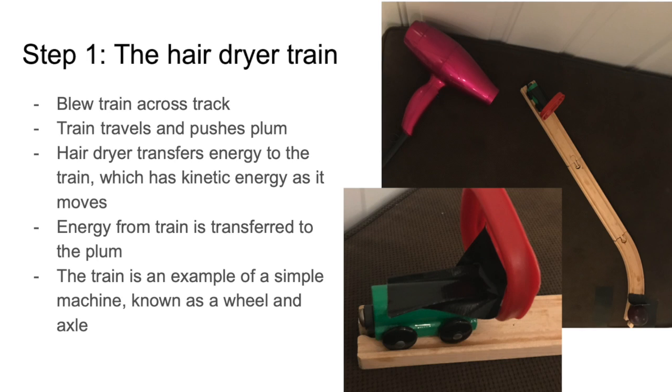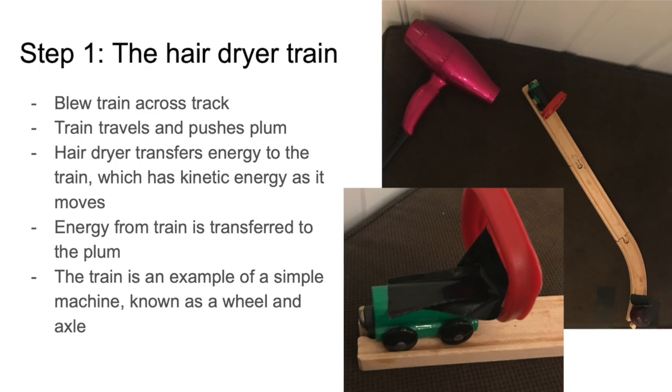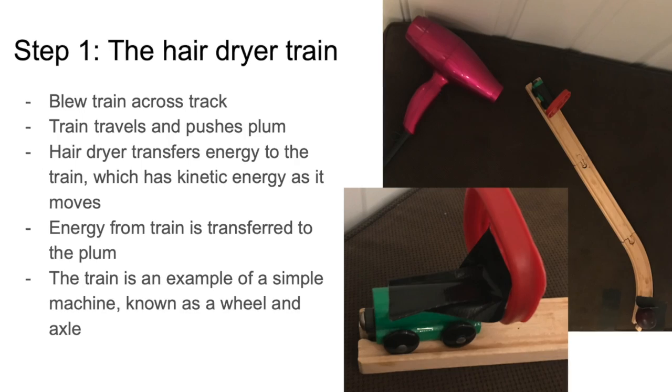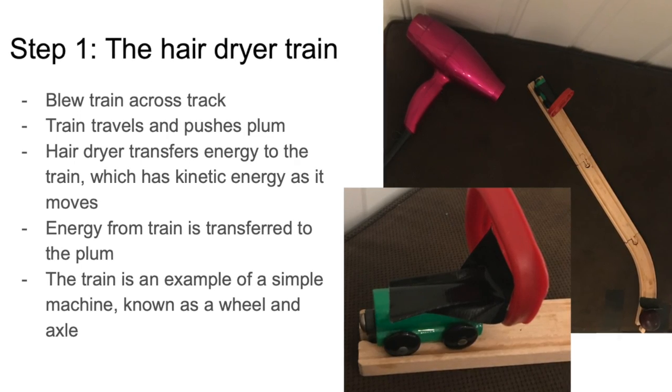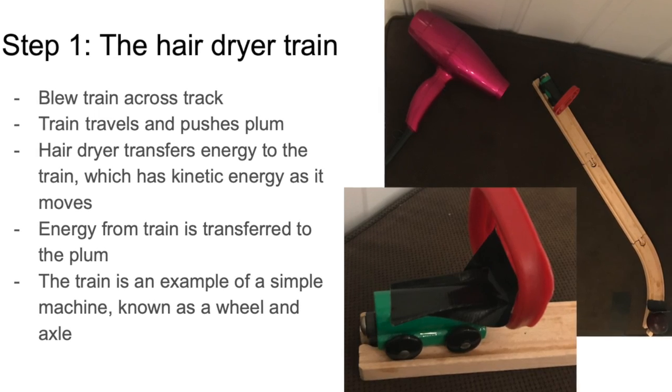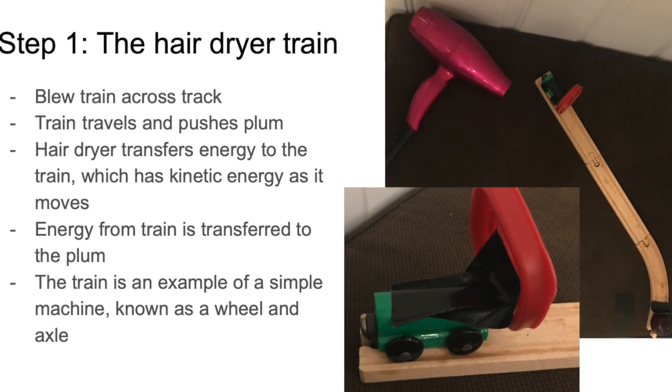My first step was the hairdryer train. The purpose of this step was to blow the train across the track. The hairdryer transfers energy to the train, which has kinetic energy as it is moving across the track. From the train, the energy is transferred to the plum. The train itself is an example of a simple machine known as the wheel and axle.